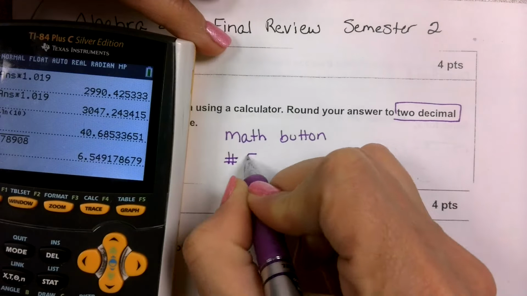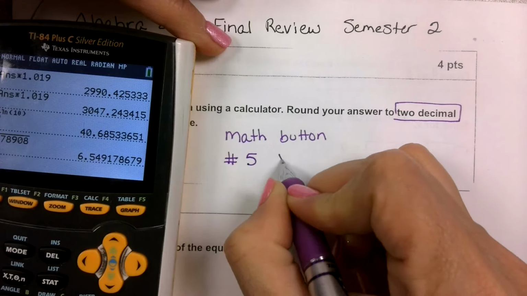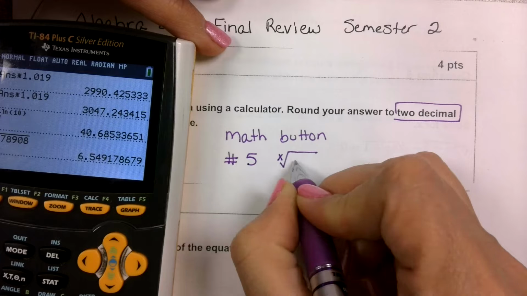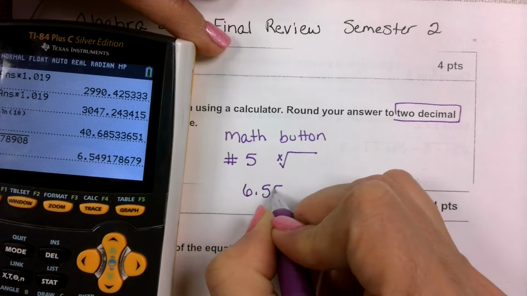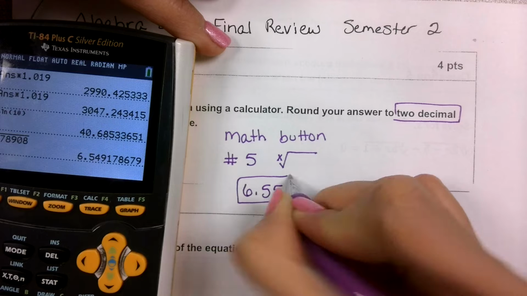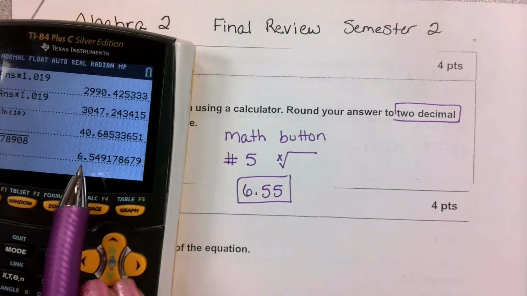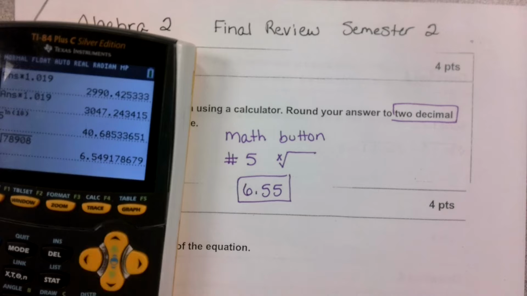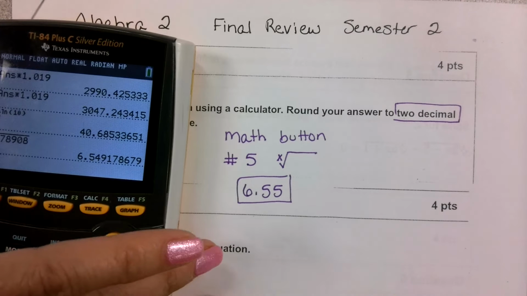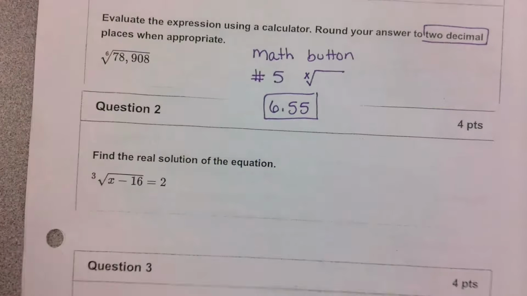So I did number 5, which looked like this, and I got 6.55 as an answer. So make sure that you round 2 decimal places. Look to the third one. If it's 5, 6, 7, 8, 9, round to the next number.